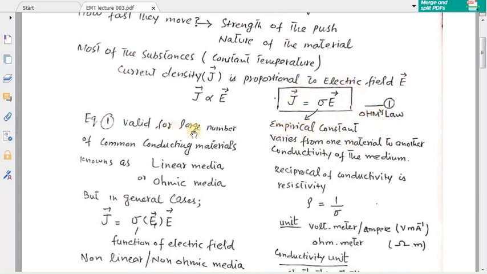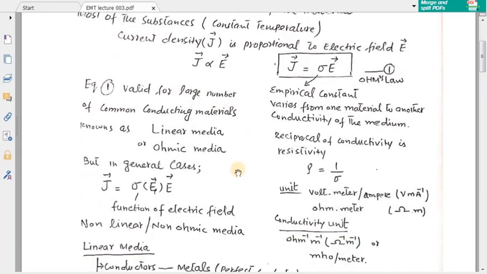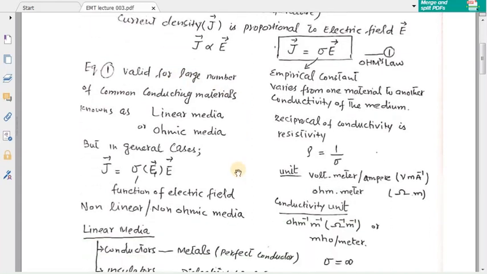Regarding equation number 1, this equation is valid for a large number of common conducting materials known as linear media or ohmic media. But in general cases, conductivity is not independent but depends on the electric field E. So J is equal to sigma E, where E is the electric field. Those materials in which conductivity depends on the electric field are known as nonlinear or non-ohmic media.